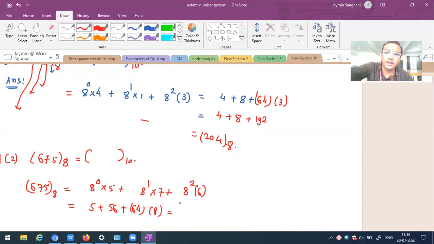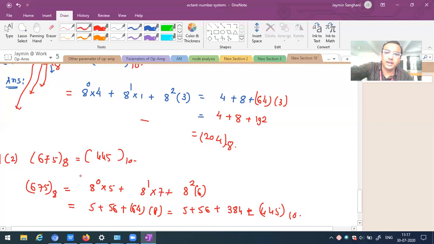64 into 6, 384. 384 plus 56 plus 5 is equal to 445. That can be converted into decimal. So octal to decimal conversion is possible.